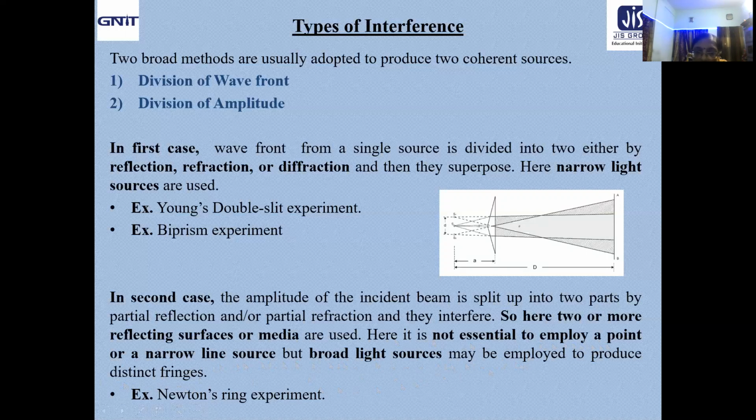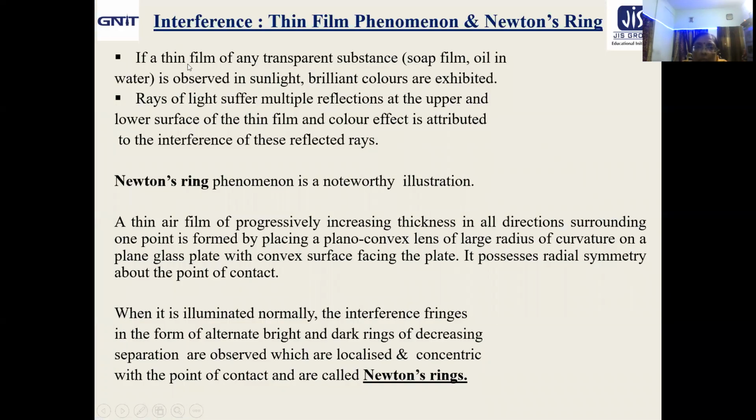Now, Newton's ring experiment comes under the division of amplitude. It is a very famous example of thin film phenomenon also. What about thin film phenomenon? If a thin film of any transparent substance is observed in sunlight, brilliant colors are exhibited. What about the transparent substance forming thin film? Very familiar ones to you, like soap film or oil on the surface of water. This type of thin film, if observed in sunlight, brilliant colors are exhibited.